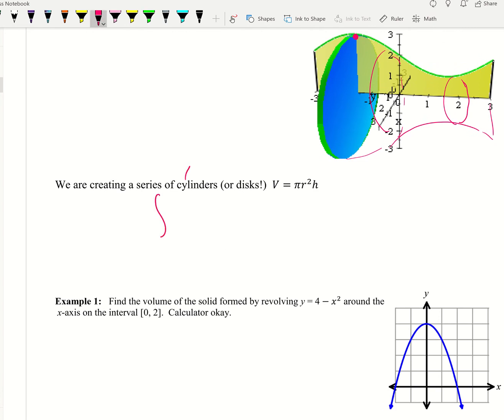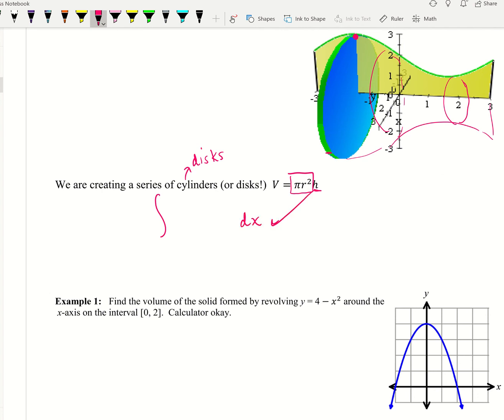Now, people often call these tiny little cylinders disks, because they're just so thin. They really start to even just look like circles. And you might remember that the way you find the volume of a cylinder is pi r squared, which is the circular base times the height. The height being this part right here. We could also think of that height as our change in x. And we want that height to essentially approach zero.